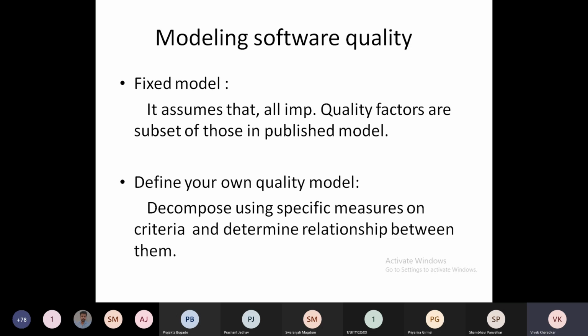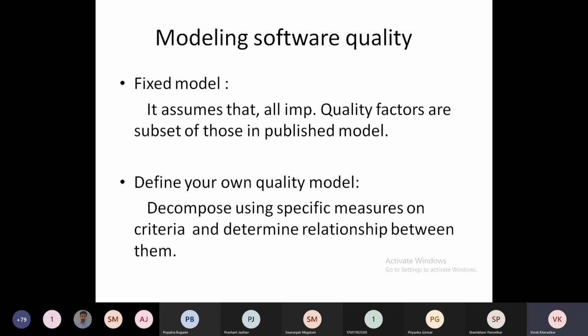Again, there are two ways to measure software quality: one is called a fixed model, and the second is define your own quality model. As the name itself gives the meaning, what is a fixed model? In it, the hierarchy of key factors and quality factors is already published. They are already defined: on which key components we have to measure, and on which the key factors depend. The relation between the attributes and their measurements is fixedly defined, so that model is called a fixed model.